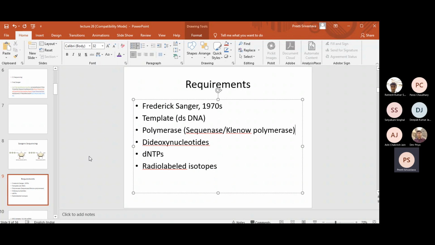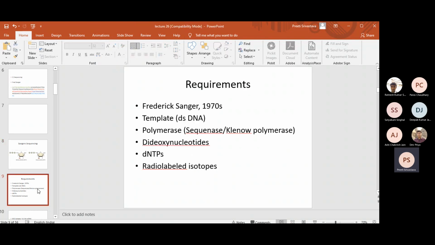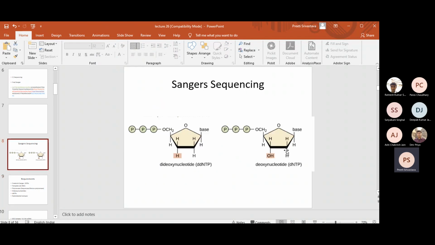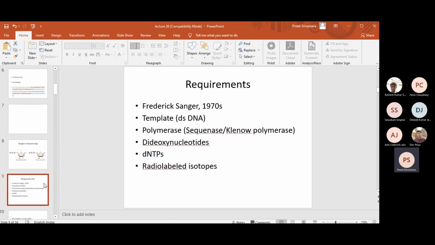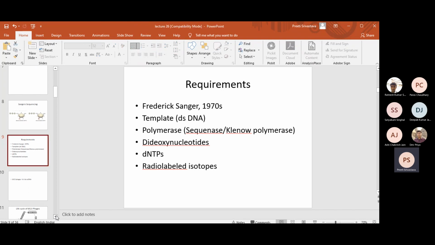Dideoxy I explained just now. They lack the 3' hydroxyl group. You require dNTPs, the normal dNTPs, right? And what you require is radio labeled isotopes, but sometimes we do not use radio labeled isotopes. Sometimes we use fluorescently tagged compounds as well. So then the question is, how exactly do we do sequencing?